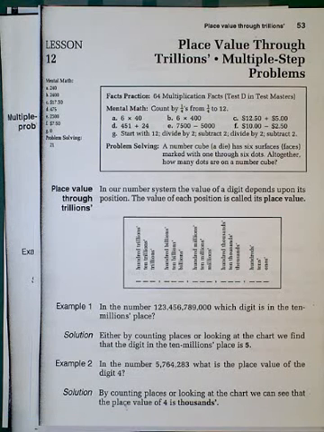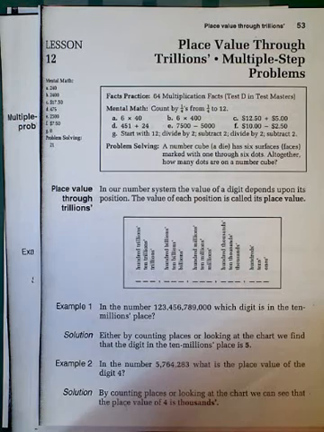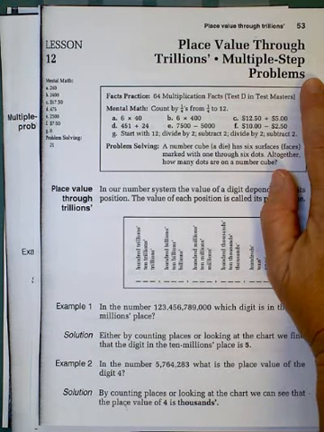Today we are doing lesson 12. We actually have two small lessons wrapped up in this one lesson. The first is a review of place value all the way through our trillions spots. And then we are going to discuss a little bit of how to do multiple step problems. The multiple step problems part of our lesson will involve some important vocabulary words for you to mark and memorize.